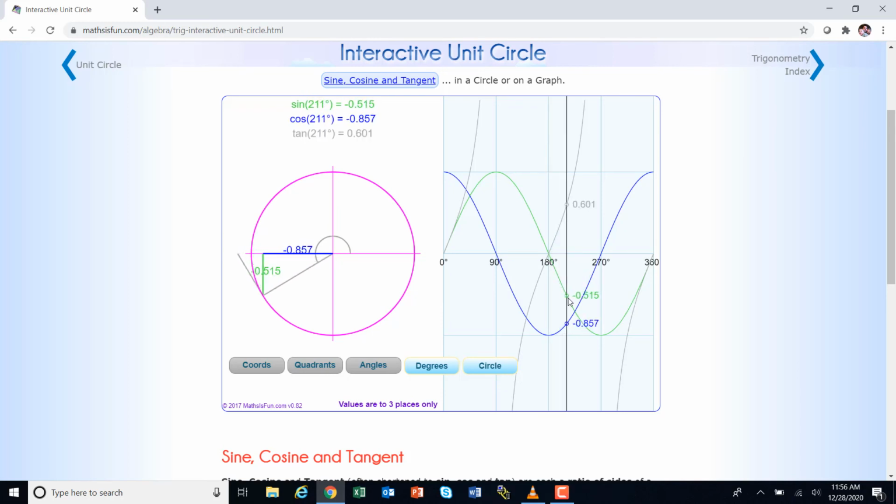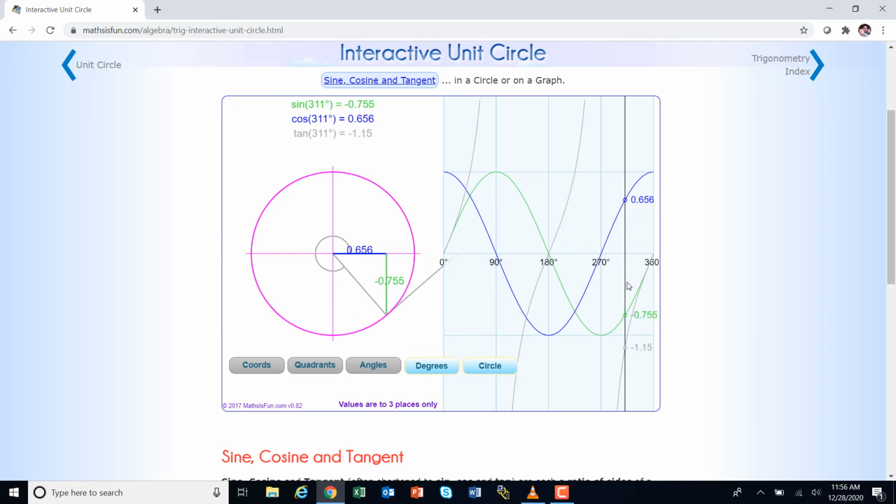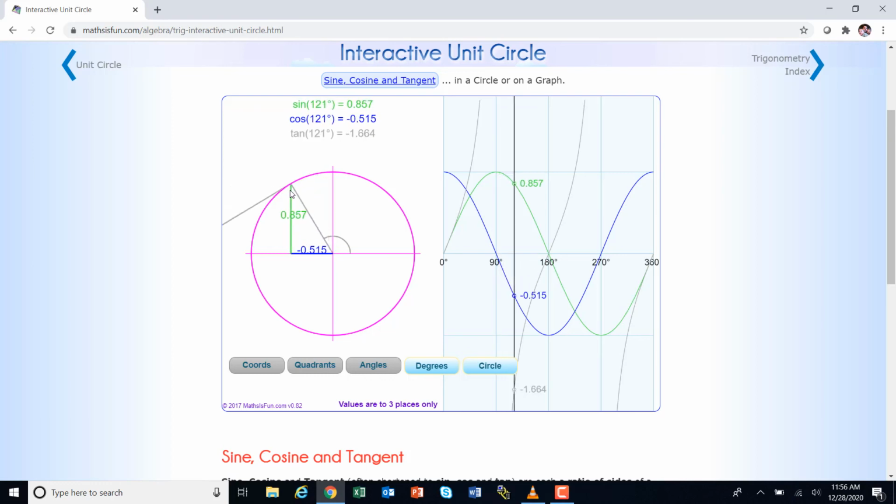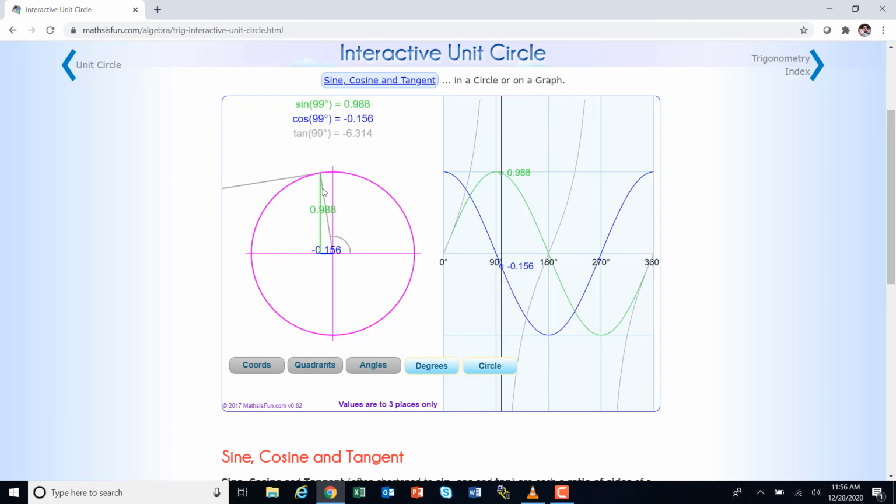The green is the length of the opposite, the blue is the length of the adjacent, and they're 90 degrees out of sync, because you can't have both of them at their longest point right here. At 0 degrees, blue is at its longest, green's at its shortest. At this point right here, green is at its longest, blue's at its shortest, and they work opposite. They're out of phase from each other.